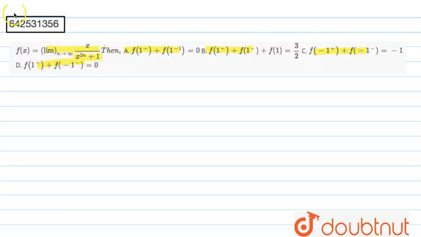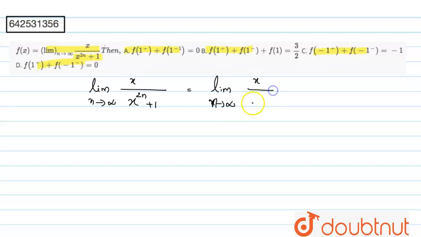So for that, first we will do direct limit calculation. When we calculate by the direct method, limit n tends to infinity x by x power 2n plus 1. This can be written as limit n tends to infinity x by x squared raised to n plus 1. When n tends to infinity, this x squared power n will tend to infinity, and this will become an infinity by infinity form, that is an indeterminate form.